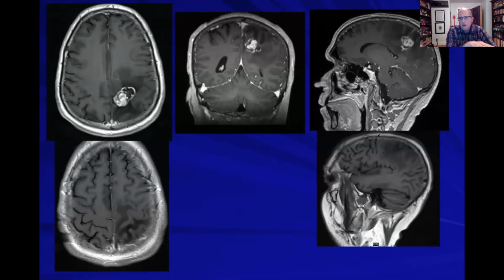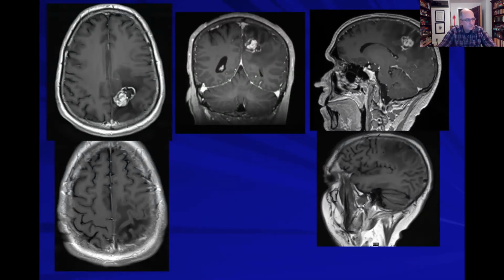So across the top, you're seeing the axial, coronal, sagittal views, T1 with contrast, and you see somewhat similar type picture as the last time. So somewhat ring enhancing, a bit more heterogeneous. There's some surrounding hypointensity, which is probably edema.